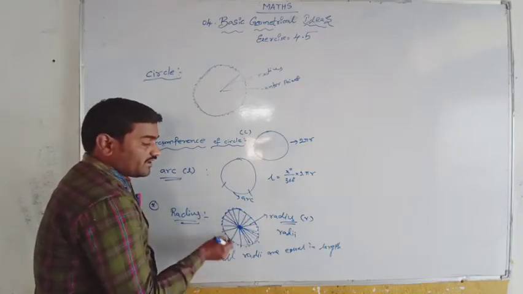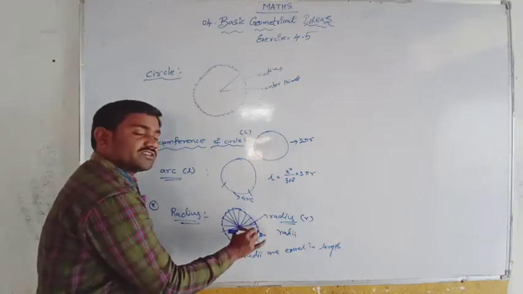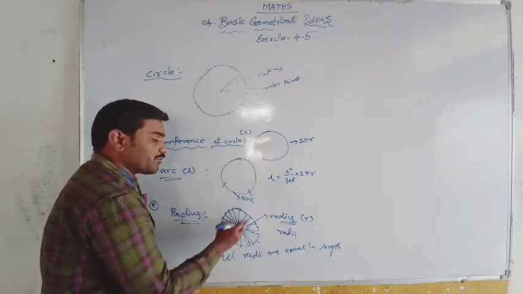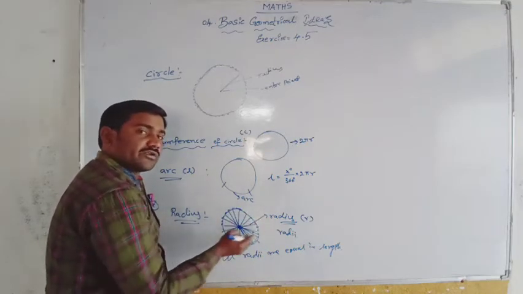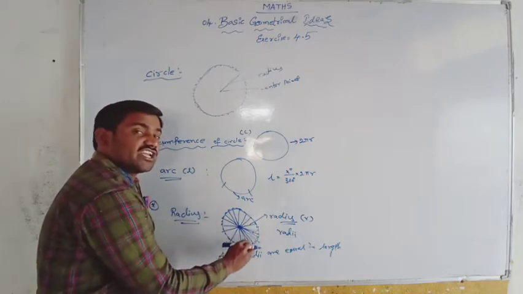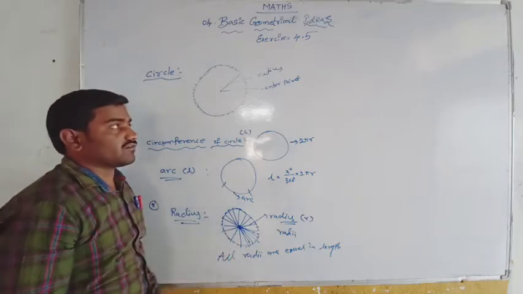In each and every point there is each and every radius. How many points are there to form a circle? To form a circle, infinite points are required. So from each and every point, you draw a line from the center point of the circle. So infinitely we get many radii. So all the radii will be equal in length.